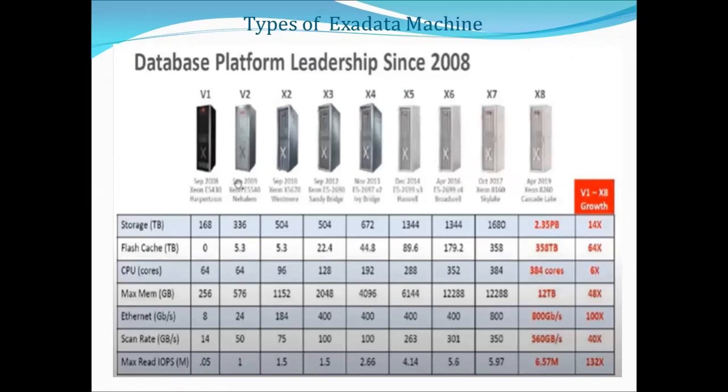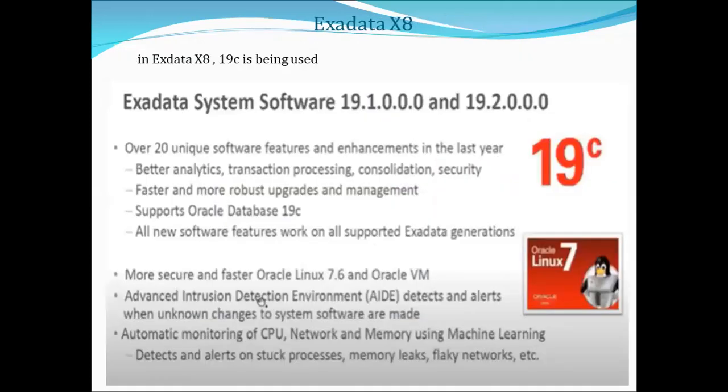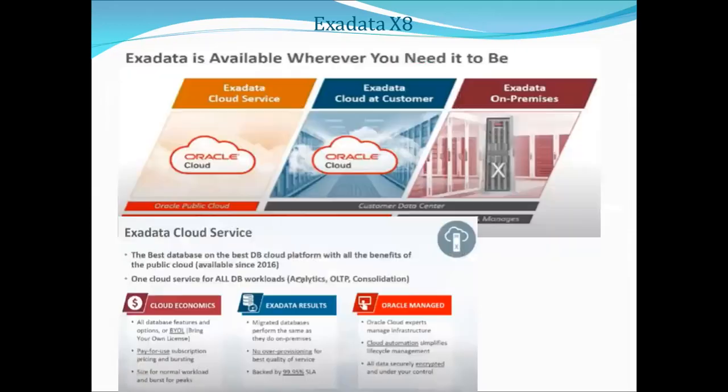Database platform leadership since 2008. From 2008, the versions of Exadata have progressed from V1, V2, X3, X4, X5, X6, to X7. The capacity has changed drastically from the initial version of Exadata to the current version. In the overview of Exadata, Oracle 12c is used, so all the features of 12c can be implemented in Exadata.